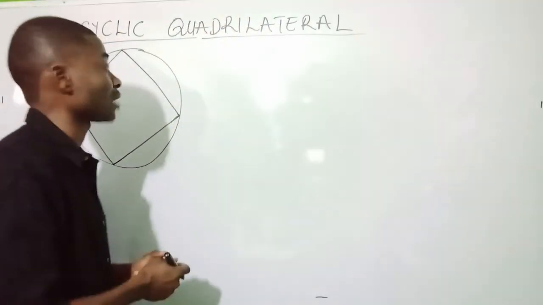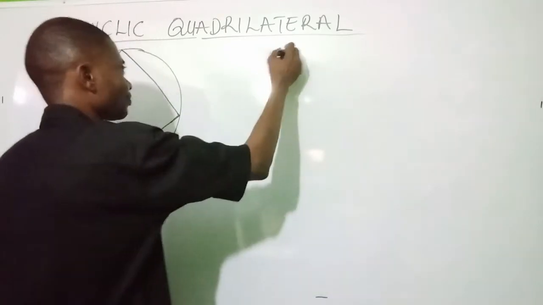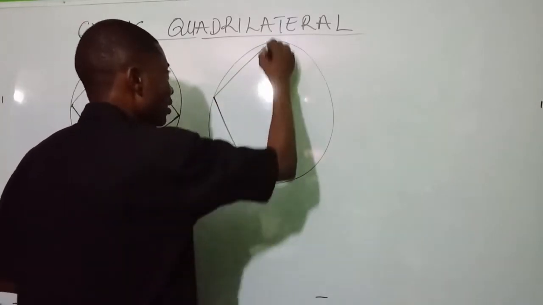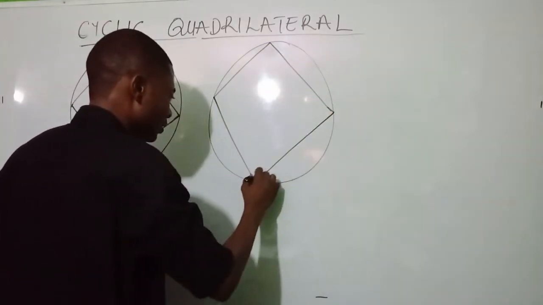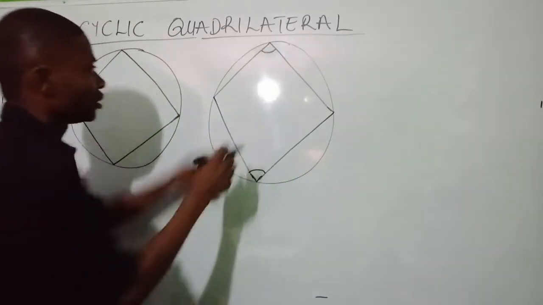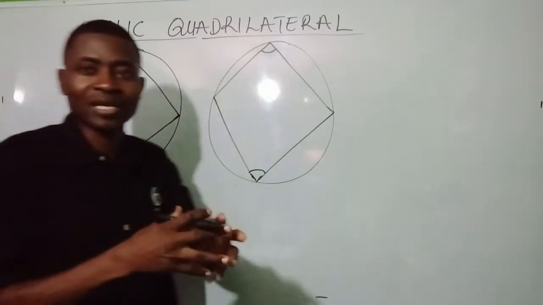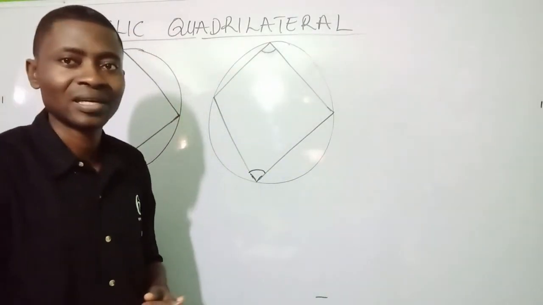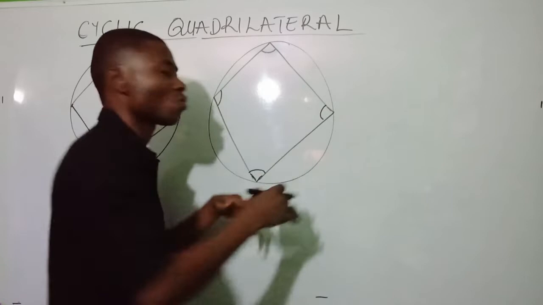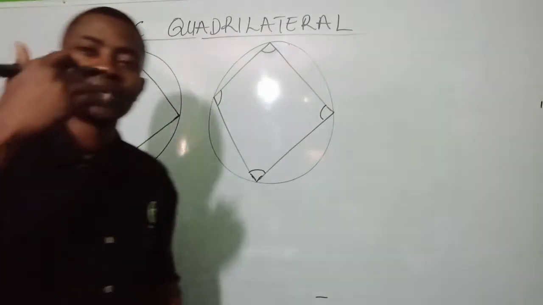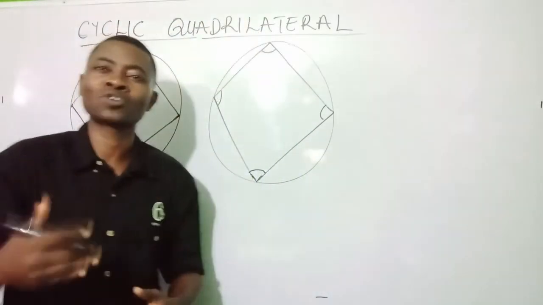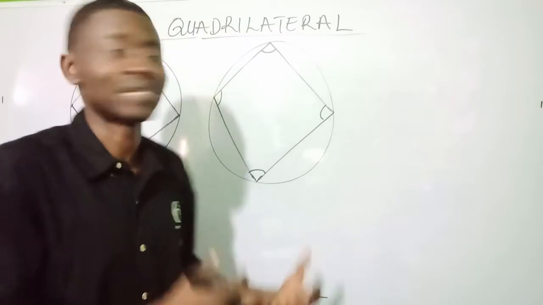So what are these theorems? The first one states that when you have a cyclic quad like this, the sum of these two opposite angles is equal to 180 degrees. The same thing also applies to this angle plus this angle, their sum is also 180 degrees. The theorem says that the sum of the opposite angles of a cyclic quadrilateral is equal to 180 degrees. We'll be proving that in this video.